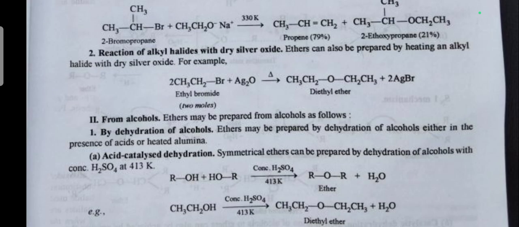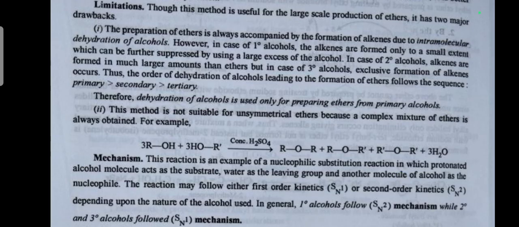By dehydration of alcohols. Ether may be prepared by dehydration of alcohol either in the presence of acid or heated alumina. First, acid catalyzed dehydration. Symmetrical ethers can be prepared by dehydration of alcohol with concentrated sulfuric acid at 413 Kelvin. Limitations. Though this method is useful for large-scale production of ethers, it has two major drawbacks. First, preparation of ethers is always accompanied by the formation of alkenes due to intramolecular dehydration of alcohols.